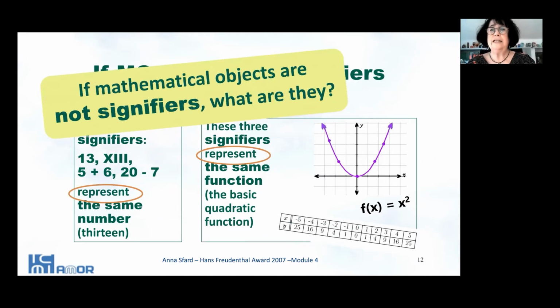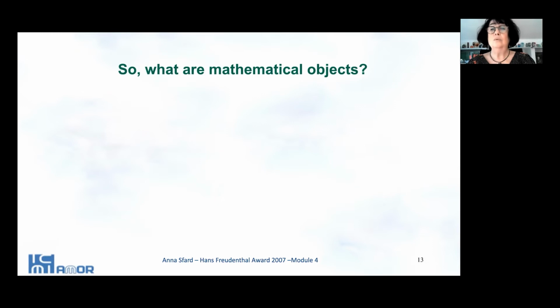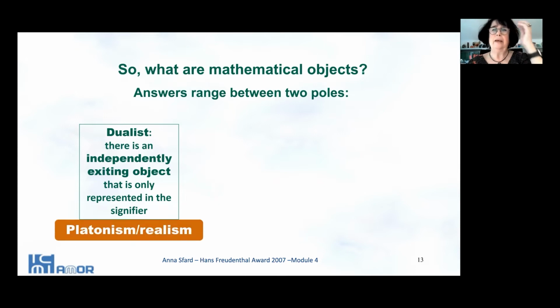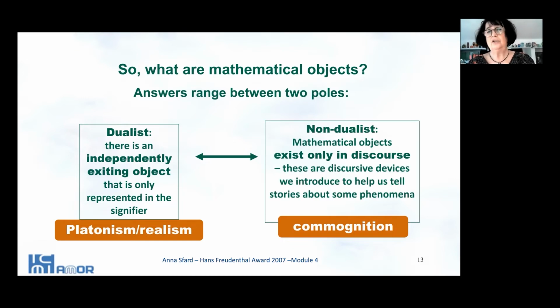But if mathematical objects are not signifiers, what are they? So what are mathematical objects? Known answers range between two poles. The dualist, according to which there is an independently existing object that is only represented in the signifier. This answer is known as Platonic or realist. According to the other, non-dualist cognitive answer, mathematical objects exist only in discourse. These are discursive devices we introduce to help us tell stories about some phenomena.